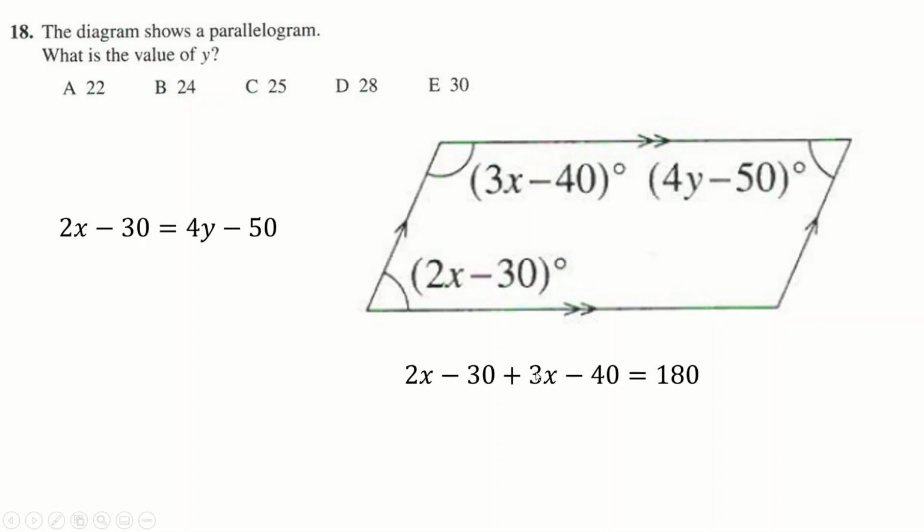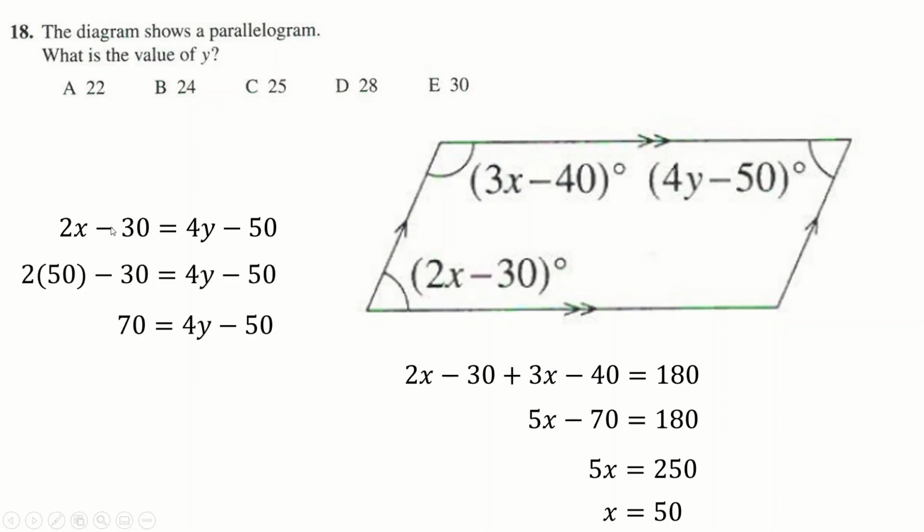And so actually this makes 5x minus 70, add 70 both sides, divide by 5, x is 50, and you can put that 50 into the first one you came up with. 2 times 50 is 100, take away 30 is 70. Add 50 to both sides, divide by 4, and we get y is 30, and that will be our answer.